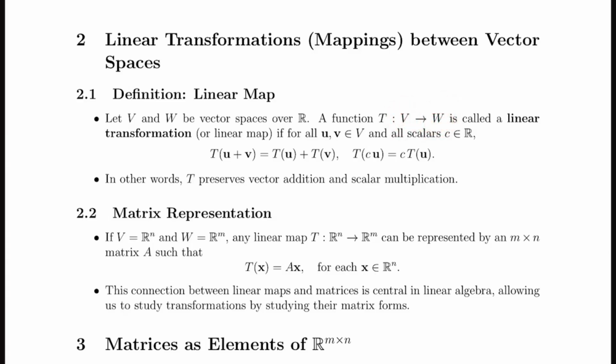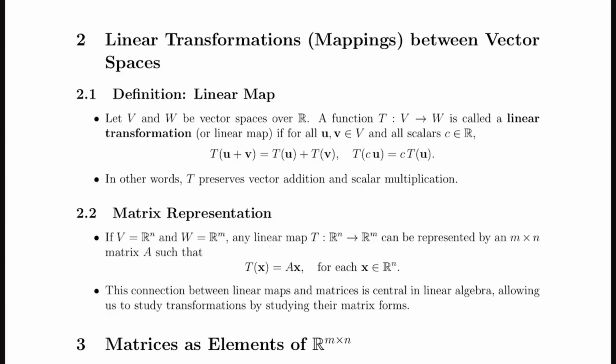It's called linear if the transformation holds these properties. What are those properties? The transformation of the addition of two vectors is equal to the transformation of the first vector plus the transformation of the second vector. And the transformation of a scalar multiplied by a vector is equal to the scalar multiplied by the transformation of that vector.